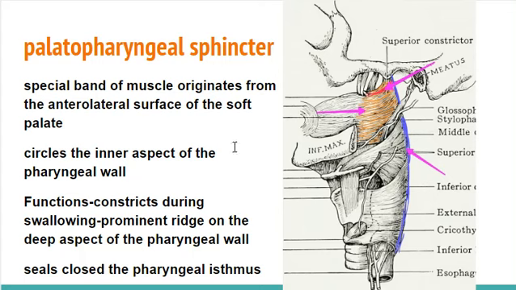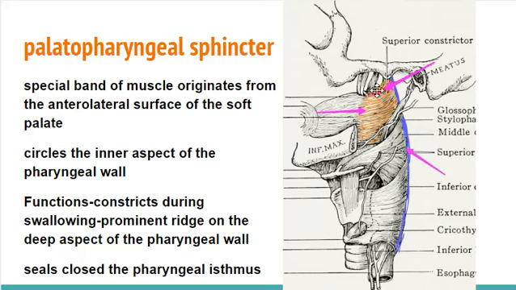So an interesting thing that we see here is the presence of the palatopharyngeal sphincter. Now this is a special band of muscle that originates from the anterolateral surface of the soft palate. Now, when we were studying the muscles of the soft palate, we also saw that the tensa veli palatini winds around the pterygoid hamulus, forming the palatine aponeurosis, right? And we also saw that the levator palati was related to the palatine aponeurosis.